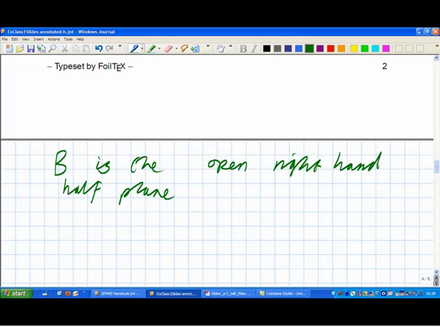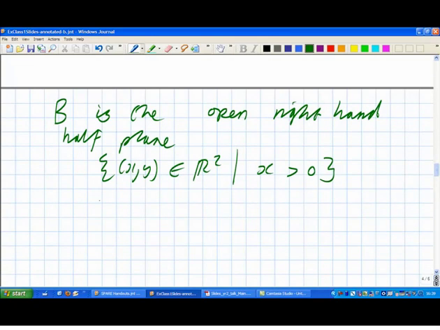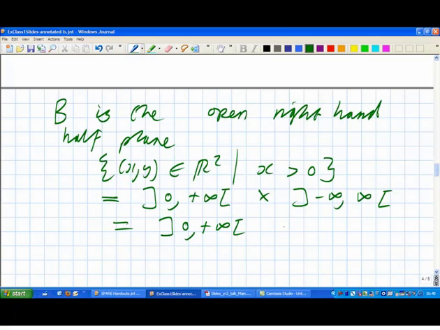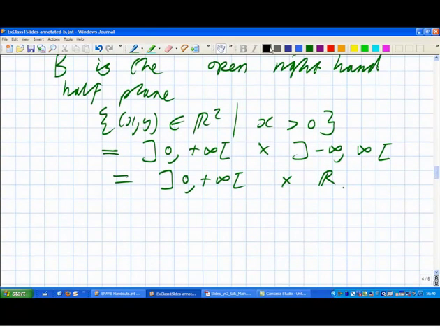B is the open right-hand half plane. So that was the set of (x, y) in R squared such that x is greater than 0, which is the same as the product of these two unbounded intervals, or it's the strictly positive real numbers crossed with R.